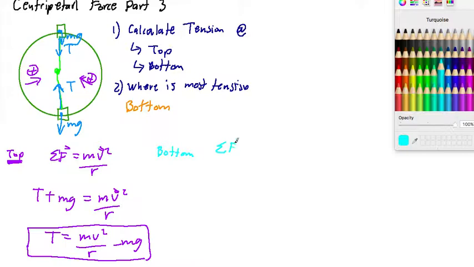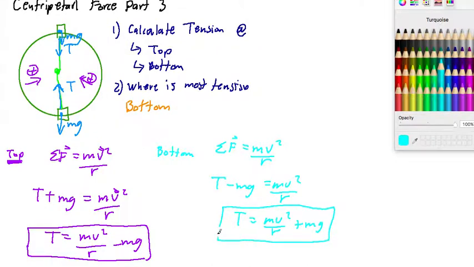Again, the sum of the forces equals mv squared over r. Now, what are the forces? It's T minus mg. You may be wondering why. It's because tension is going in, and remember, I said going in is positive and going out of the circle is negative. In this case, mg is going out of the circle, so it's negative. It's opposing our tension, our centripetal force. So T minus mg equals mv squared over r. Again, isolate T: T equals mv squared over r plus mg. And there we have it.